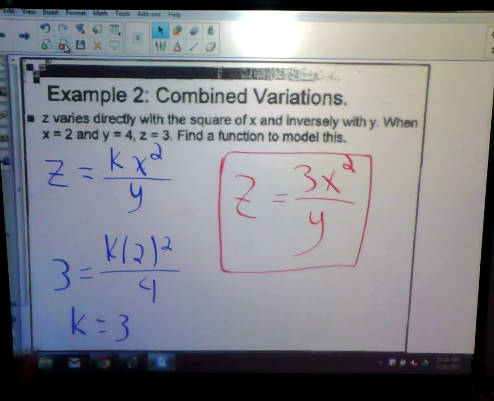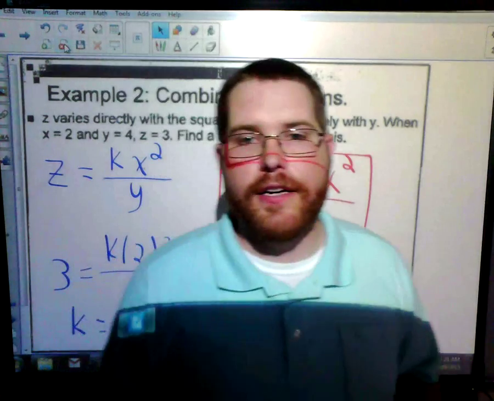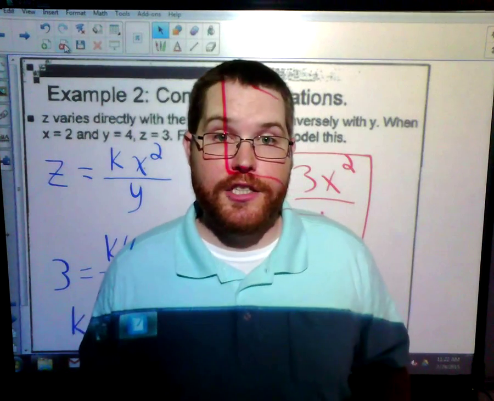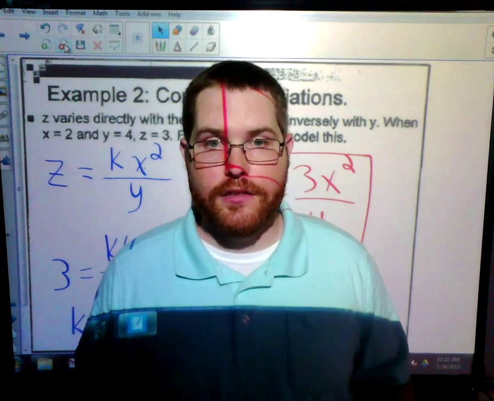So, direct variation and inverse variation. Direct variation means multiply, inverse variation means divide. Joint variation means multiply. We're going to do a lot more practice problems like this in class.